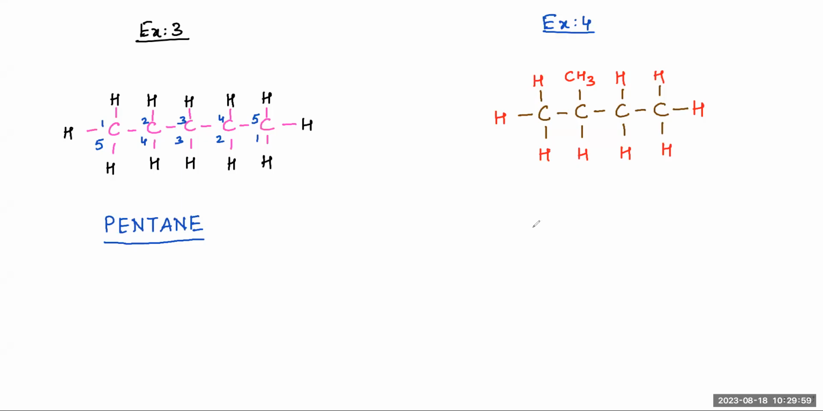Let us now look at example number 4. As you can see here in this structure, there are 4 carbon atoms. Now let's start with the numbering from the left side. That would be 1, 2, 3, and 4. And if I start the backward numbering, that would be 1 here, 2, 3, and 4. So here we have 4 carbon atoms, and the presence of 4 carbon atoms clearly indicates that it is a but-.